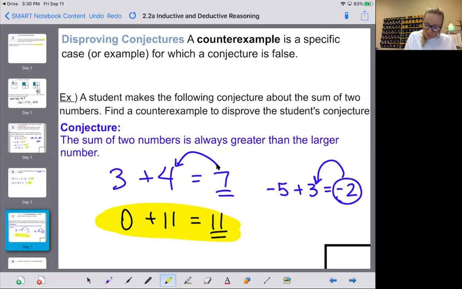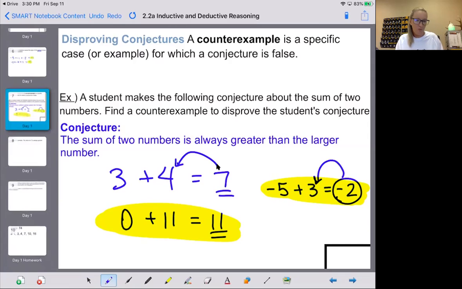So either one of these would be a counterexample because it is a very specific case. It's not just saying, oh no, if it's negative, it's not that way, right? It's a very specific case when it is false. So you cannot write a sentence saying if the sum of the numbers has a negative number in it, then it won't be greater than it. You have to show me the numbers, show me the specific example when it is false.